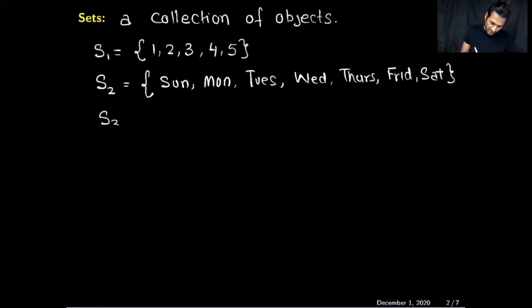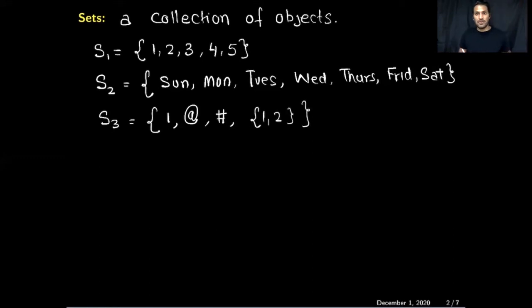Then one more example of a set. A set can contain anything. It can contain numbers, it can contain a symbol, like this symbol hashtag, or a set can also contain another set in it. So there is no restriction on what type of object a set may have.